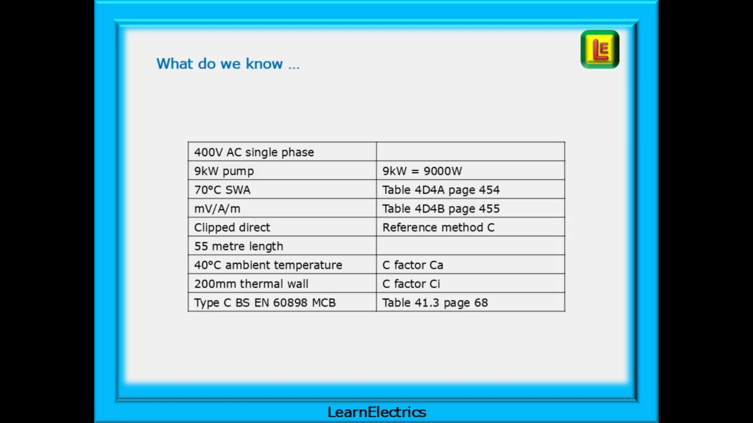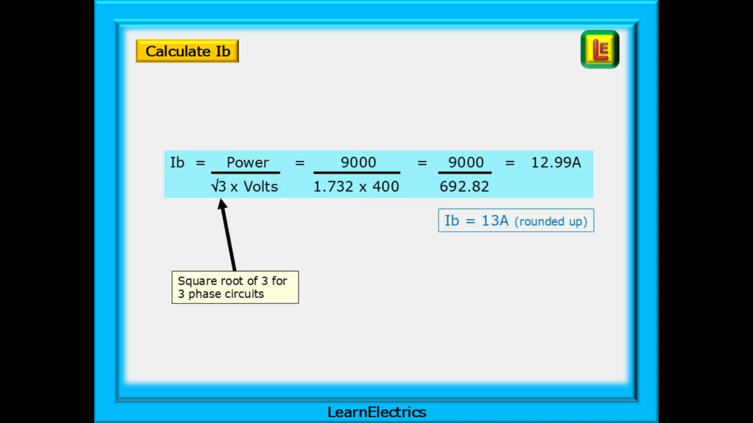Make a list of what we know from the question. Step 1. Begin with calculating IB, the design current. This time, for three-phase, the power is divided by the square root of 3 multiplied by the nominal volts. We have 9000 on the top divided by 1.732 and 400 volts multiplied together. This makes IB equal to 12.99 amps, which we can round up to 13 amps.